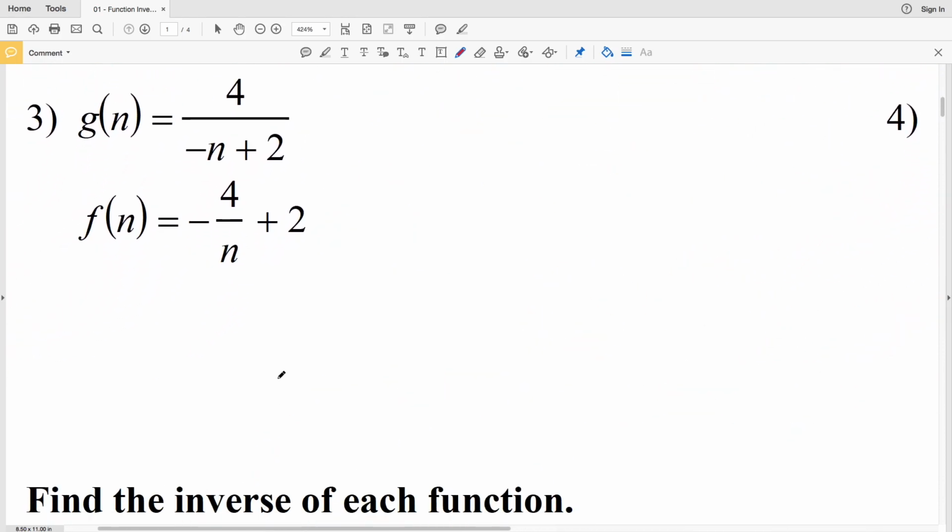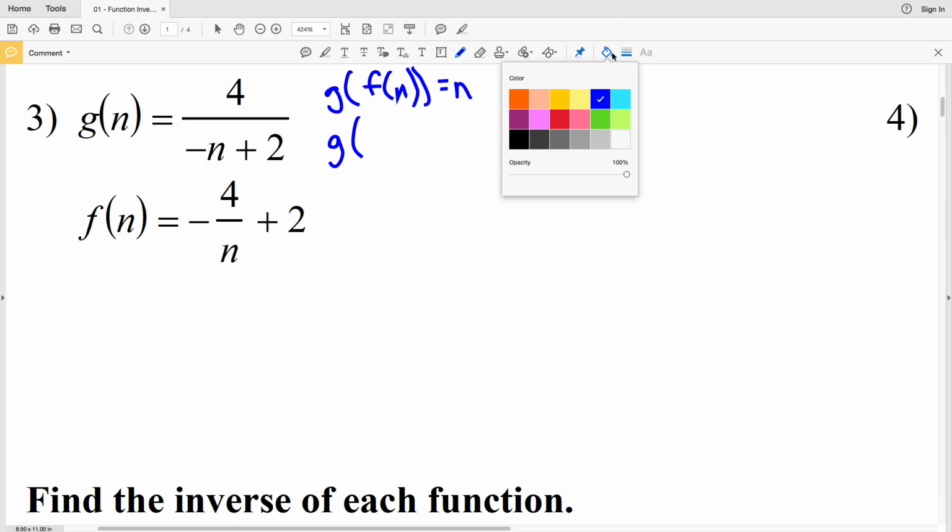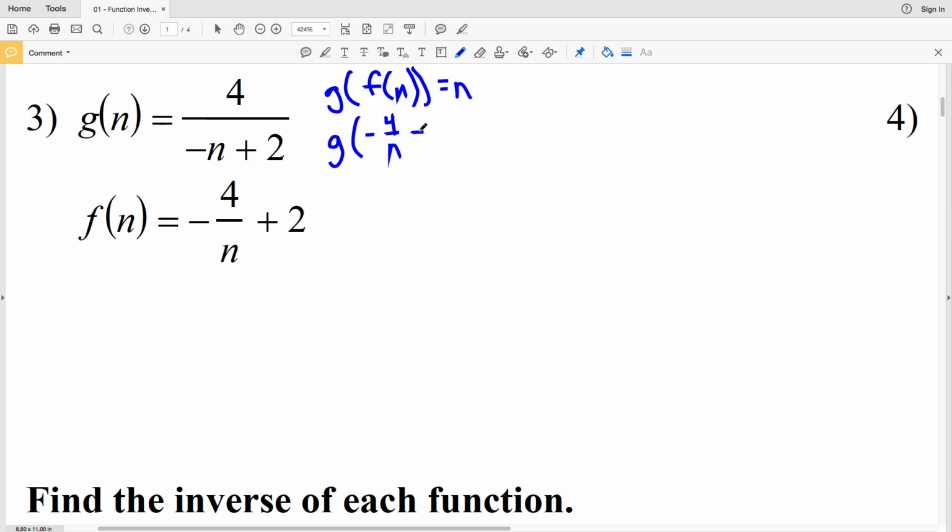Now on to number 3, g of n and f of n. So first we're going to see if g of f of n equals n. In order to do that, I'm going to take my function g and plug in f of n. So that's going to be negative 4 over n plus 2. So plugging that in for my n in g of n, I'll have 4 over the opposite of negative 4 over n plus 2, and then we're adding 2 again.